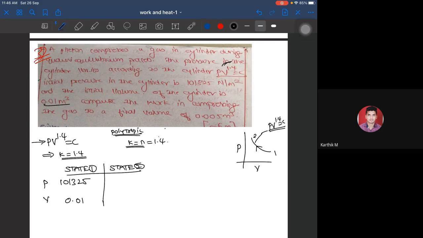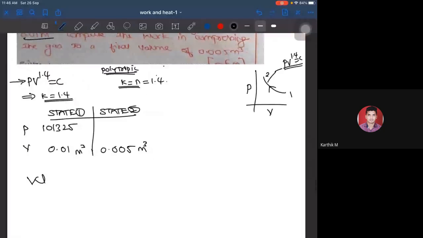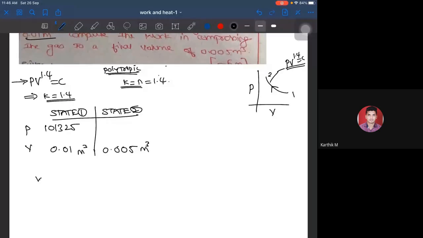0.01 meter cube. Now, compute the work in compressing the gas to a final volume of 0.005 meter cube. This is your final volume. So this is the question. What you have to do is calculate the work done from 1 to 2, which is polytropic. Any idea how to solve this problem?